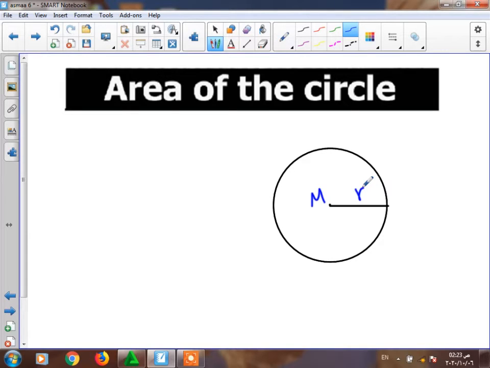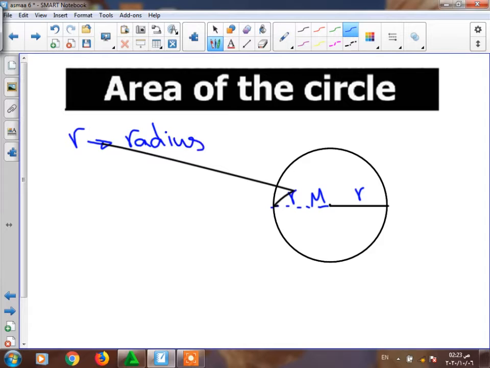If we complete this distance like this, we have here another radius. So this whole distance is called the diameter of the circle. So now we have R, which is measured by the radius, and 2R is called the diameter.